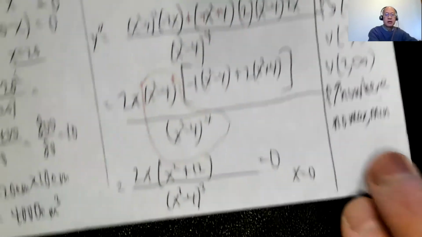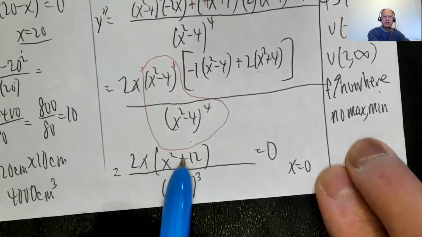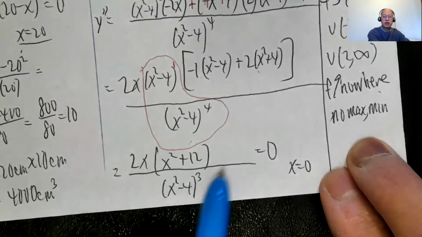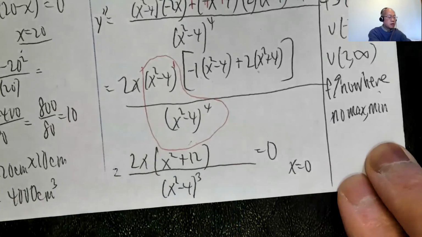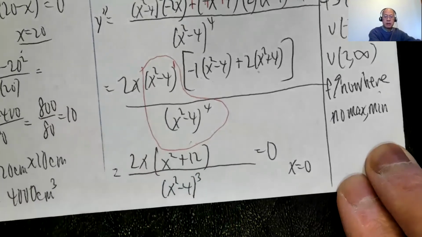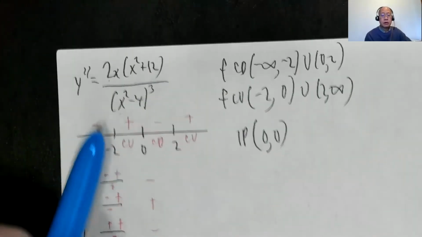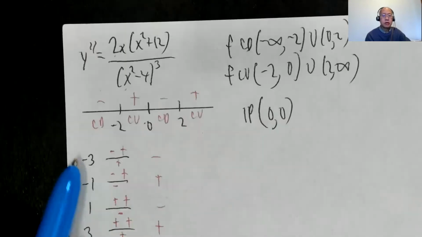A little bit of cancellation here. 2x times (x squared plus 1) over (x squared minus 4) cubed. Set that equal to 0. That happens only at x equals 0. And we have to put down plus or minus 2 also. All right, so 0, -2, 2.